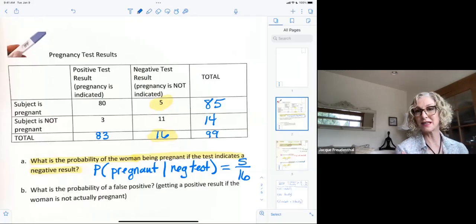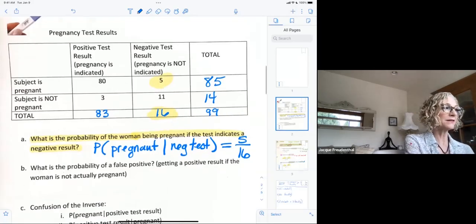I'm not going to worry about getting the decimal for these. I'm just going to go through how to get the answer. My stat lab will tell you how many decimals to round to, or else leave it in a simplified fraction. All right, let's move on now.